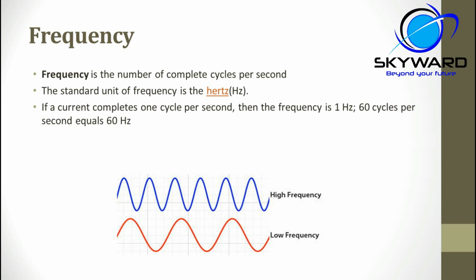Frequency means when anything is moving, one cycle is counted. Frequency is the number of complete cycles per second, meaning in 1 second how many cycles are going. Like this is one cycle, from here to here, or from here to here, this is one full cycle. The standard unit of frequency is hertz. If a current completes one cycle per second, then the frequency is 1 hertz. This is an example. And 60 cycles per second is equal to 60 hertz. Like this you can measure hertz. In a processor also, how many gigahertz of speed there is. So the frequency is measured in hertz.